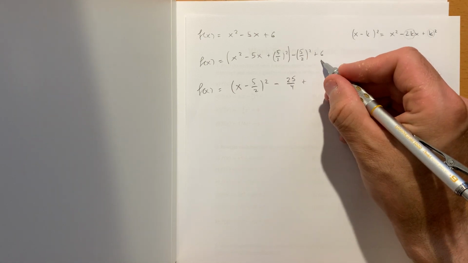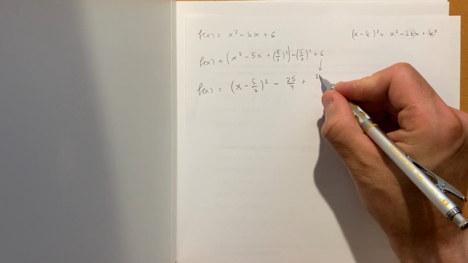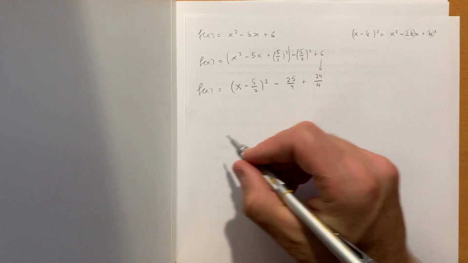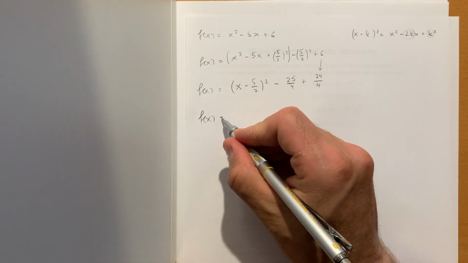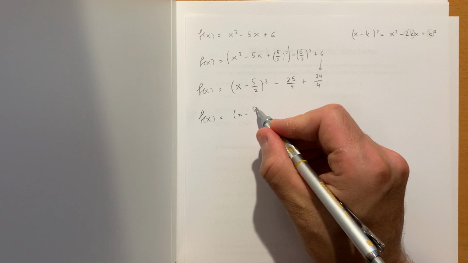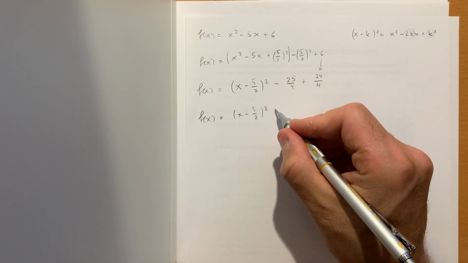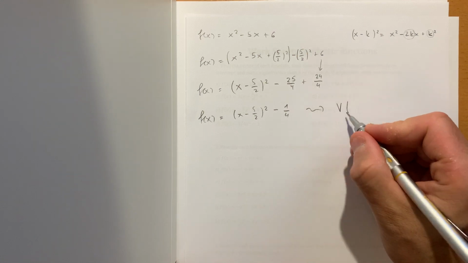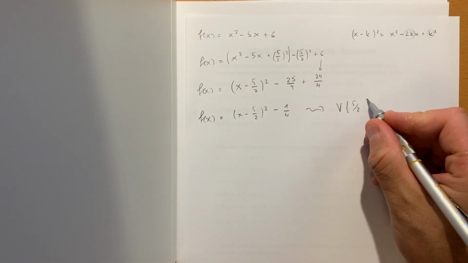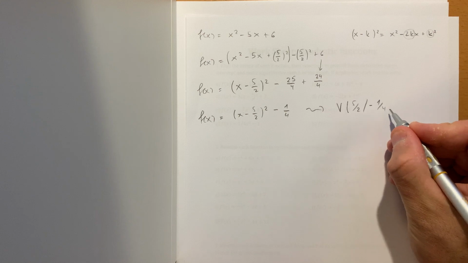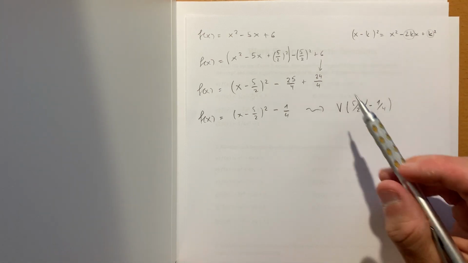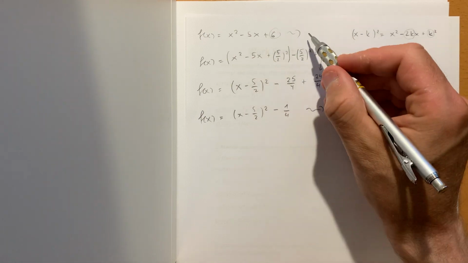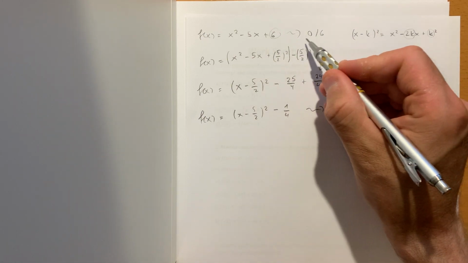The 6 is going to be 24 quarters, because we need to add these two up. So we will get (x minus 5 halves) squared minus a quarter. So now the vertex is obviously (5 halves, minus a quarter). We also know what the y-intercept is going to be. The y-intercept is (0, 6).